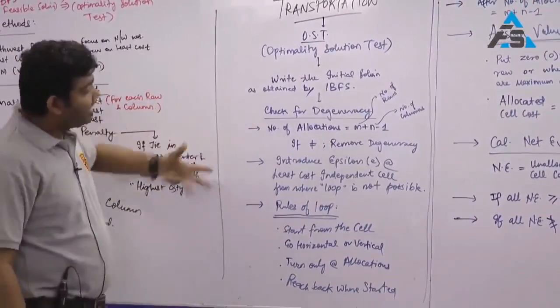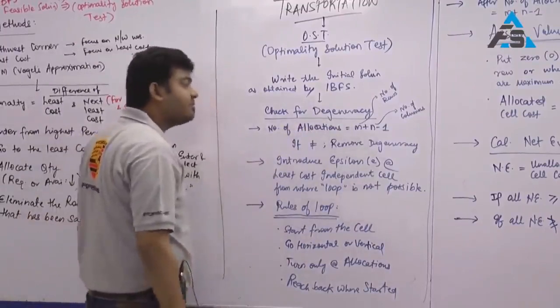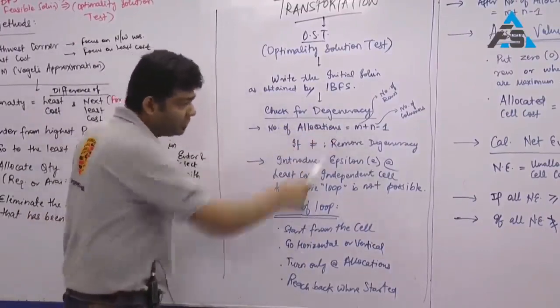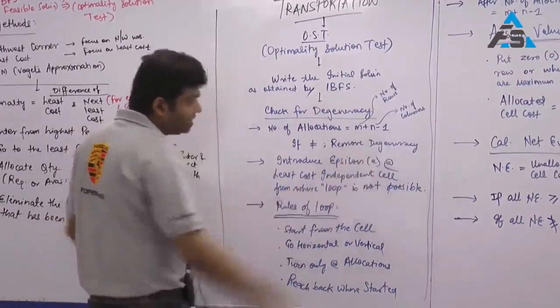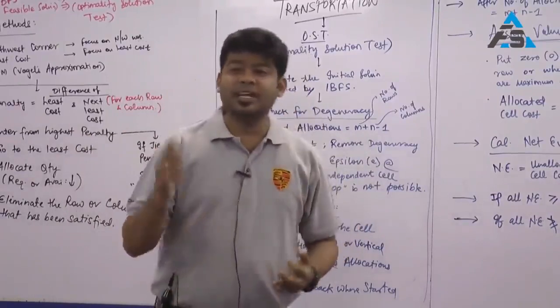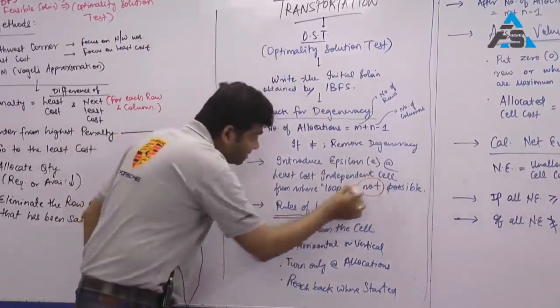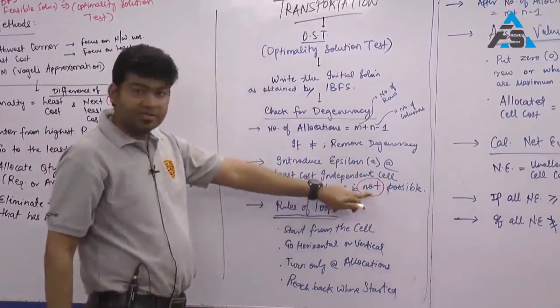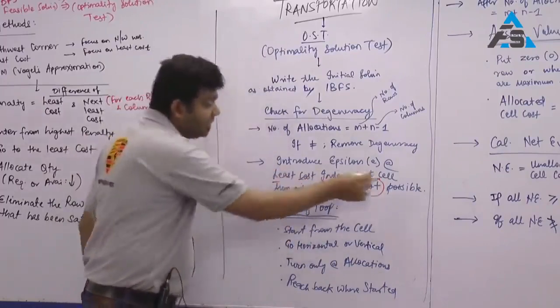So for checking degeneracy, we will see number of allocations should be equal to m plus n minus 1. If it is not equal, we remove degeneracy, because then we say that it is degenerate. How do you remove degeneracy? By introducing epsilon at least cost independent cell from where loop is not possible. Pay attention to the minute wordings here. So least cost independent cell. What is independent cell?